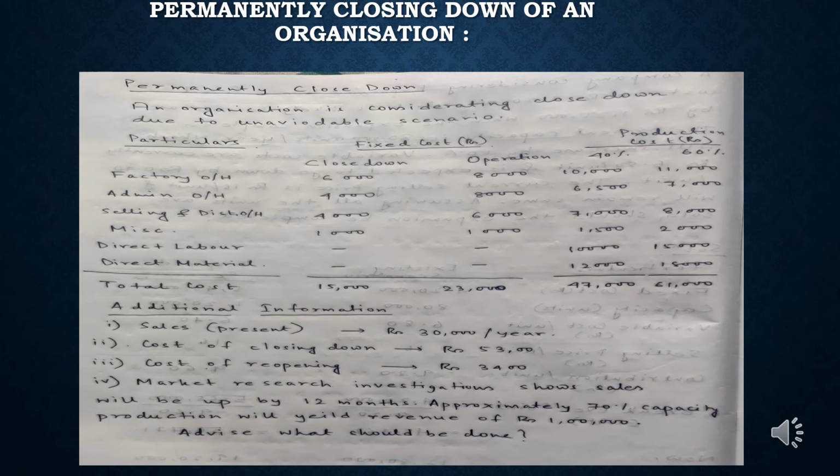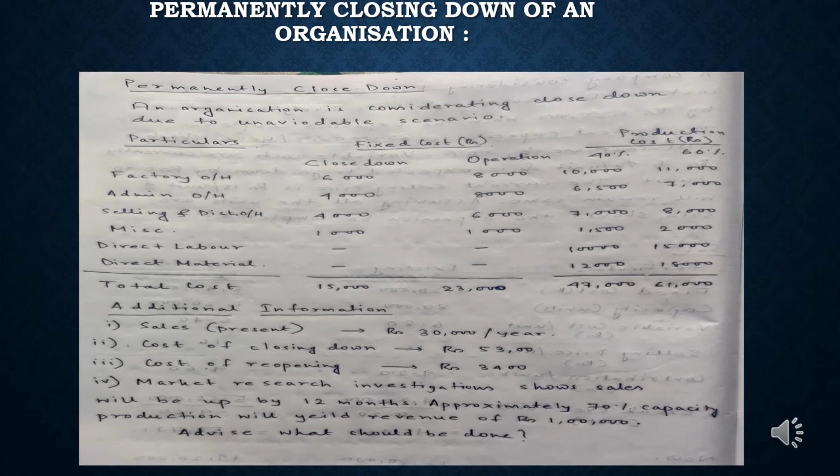An organization is considering closing down due to an unavoidable scenario. What are the figures that we are getting? The factory overhead, the administration overhead, the selling and distribution overhead, the miscellaneous, the direct labor and the direct material. In the fixed cost, we have two particular columns. One is if the organization is entirely closed down, and the other if it is kept operational. These are the two figures.